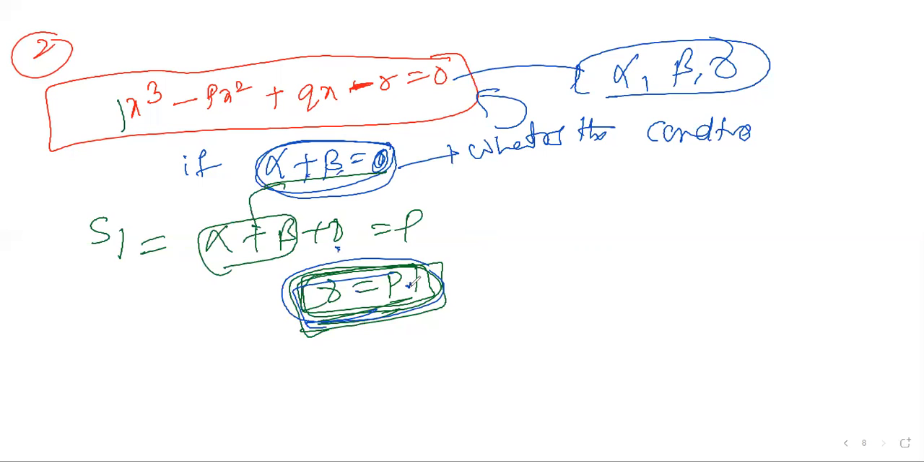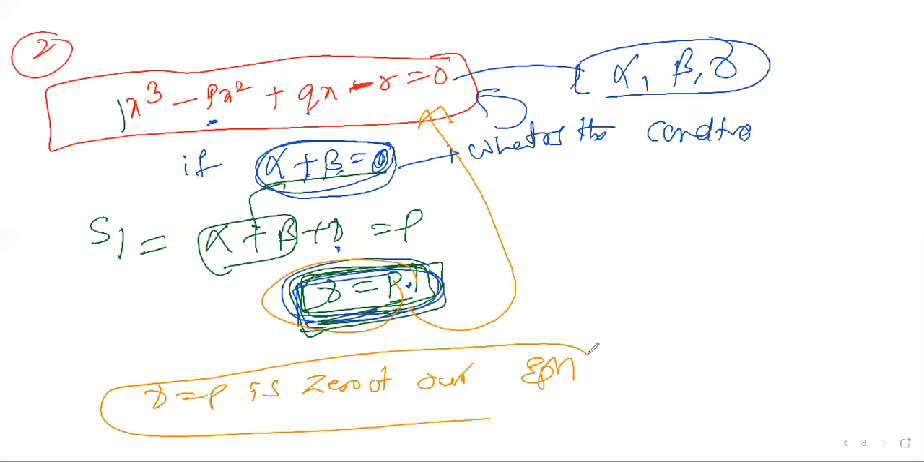p. If they mention numbers, the answer should be numbers. Here they mention p, q, r, so the answer must be in terms of p, q, r only. So gamma is equal to p. What is the concept here? Gamma equal to p is a root of the equation.